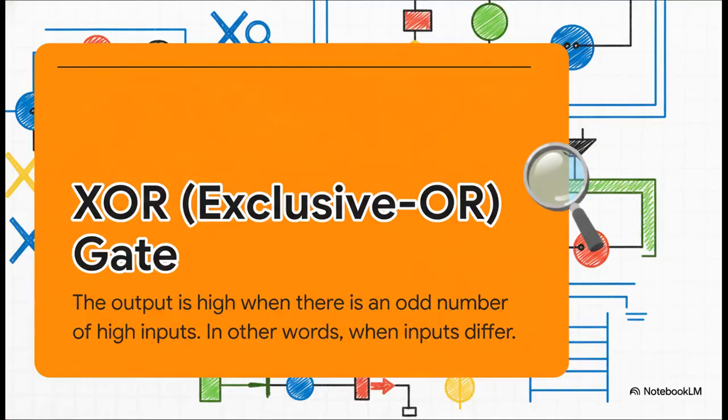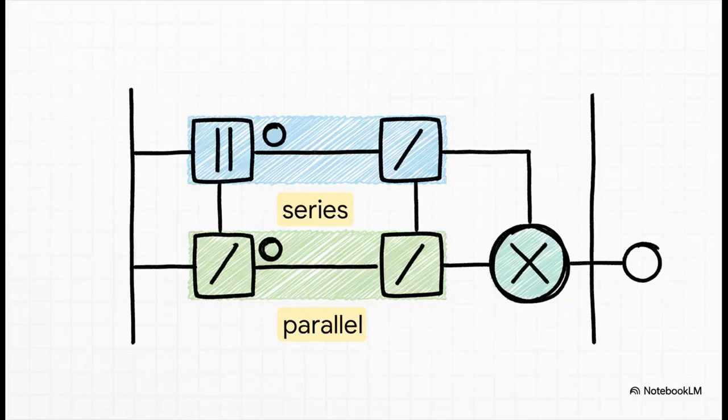Okay, last group of gates. These are the exclusive gates, and they're super useful for one specific job, comparing two things. You use them when you need to know if two inputs are different from each other, or if they're exactly the same. So this one is the exclusive OR gate, or XOR. I like to think of it as a really picky OR gate. The output is on only if one of the inputs is on, but not both. It's specifically looking for a difference between the two inputs. If they're both off or they're both on, the output stays off.